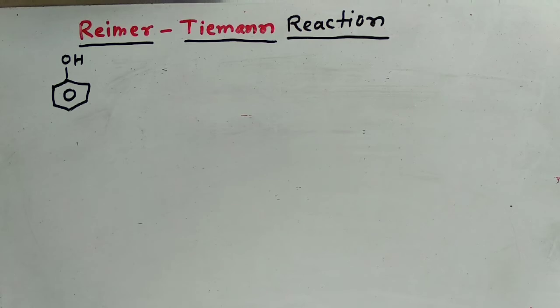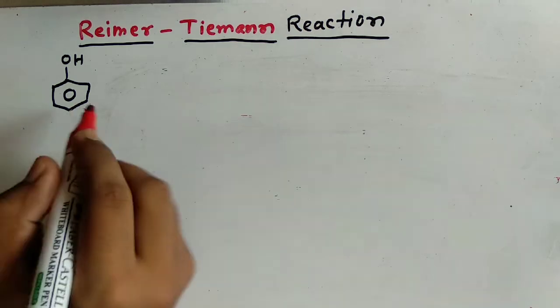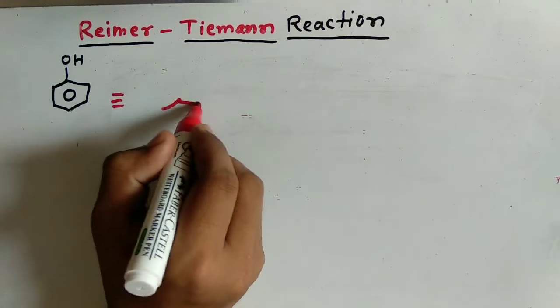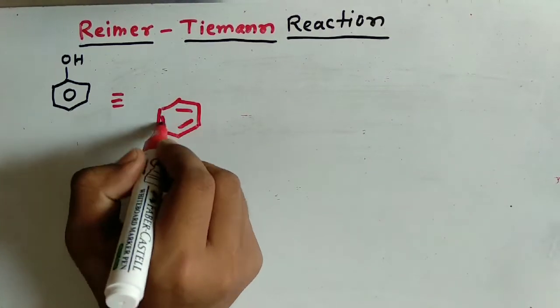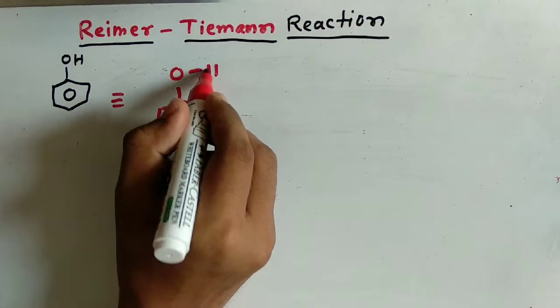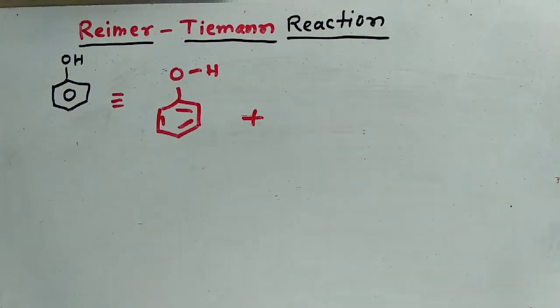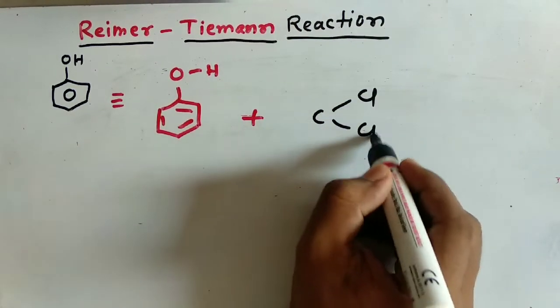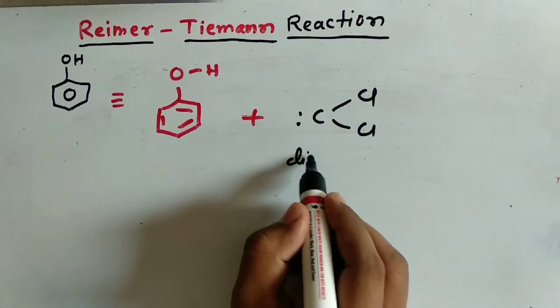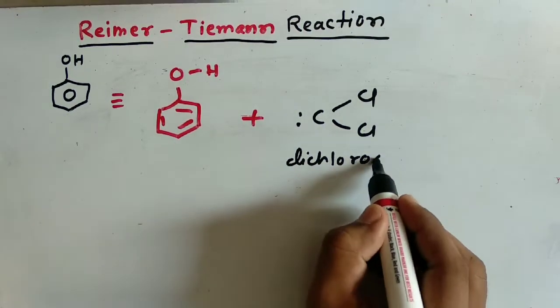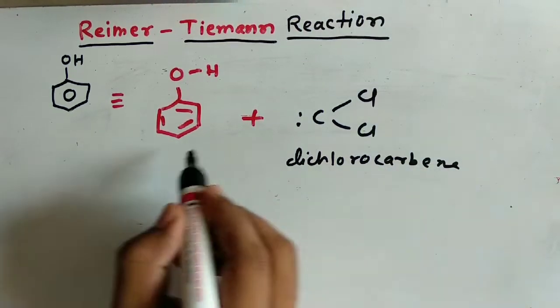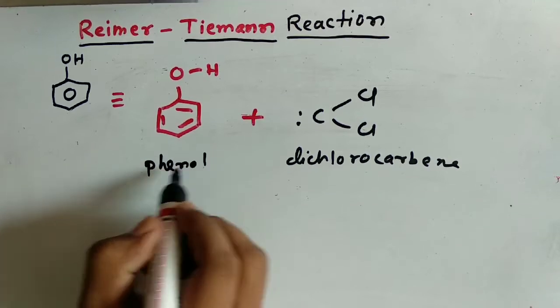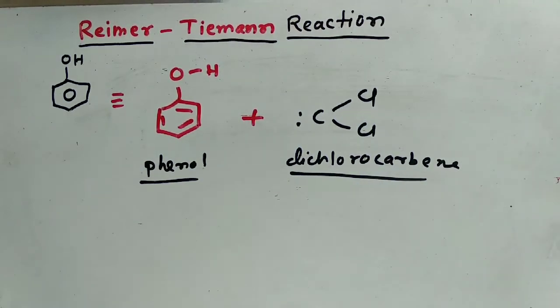Now let's talk about this phenol. Phenol, we can write in this way, and the carbene, dichlorocarbene, is generated like this. So this is dichlorocarbene, this is phenol. When these two react, the product we get is like this.